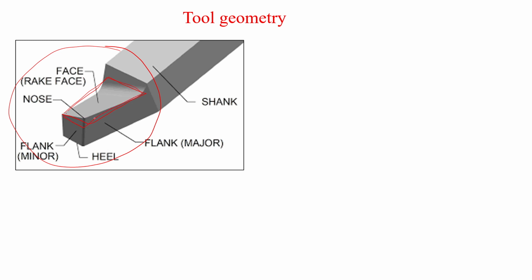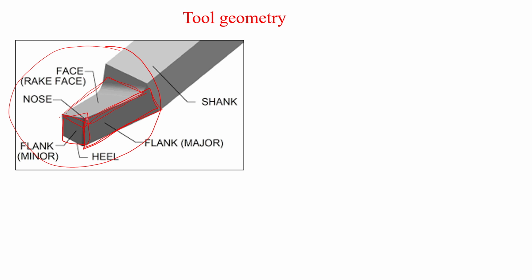And when the tool moves, some clearance has to be provided so that the edge of the tool does not touch the machined surface, to avoid friction. So that area is called the flank. This is called the flank surface. So basically we have two flanks. One is a major flank, this, and one is a minor flank, this.